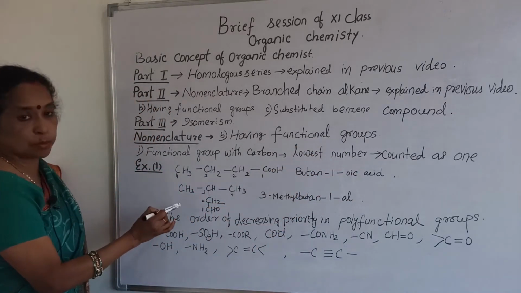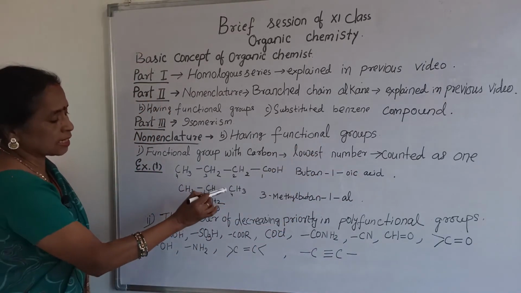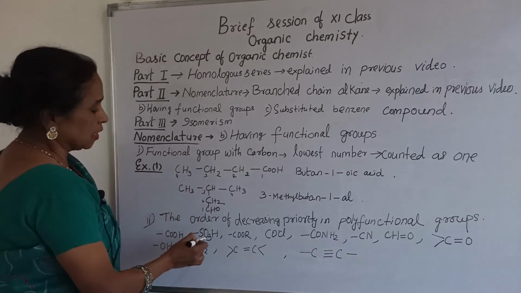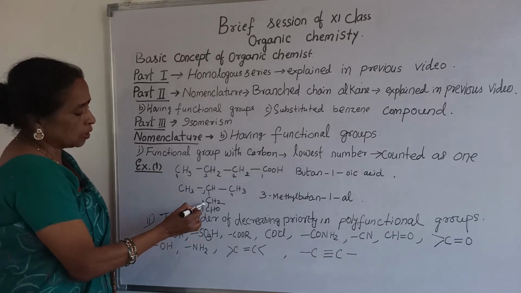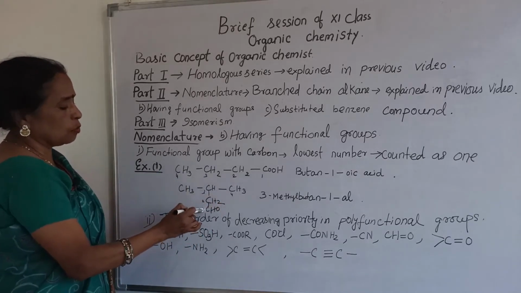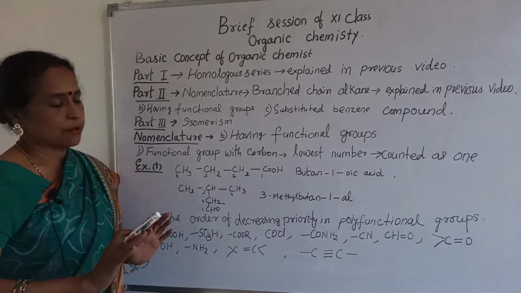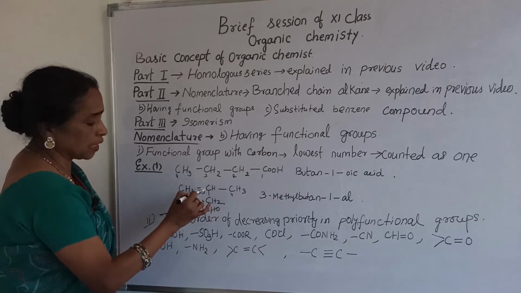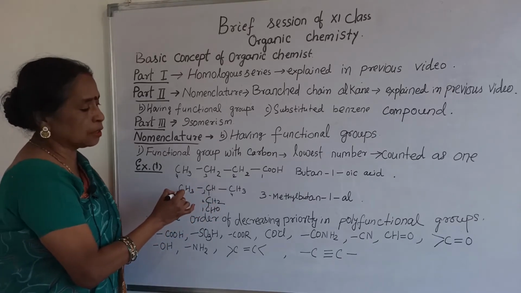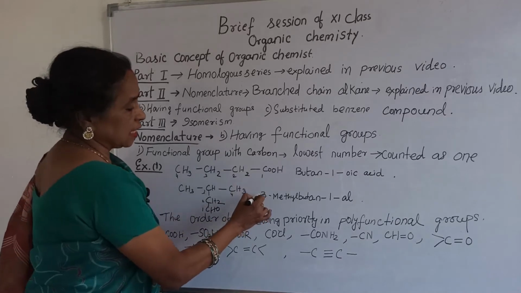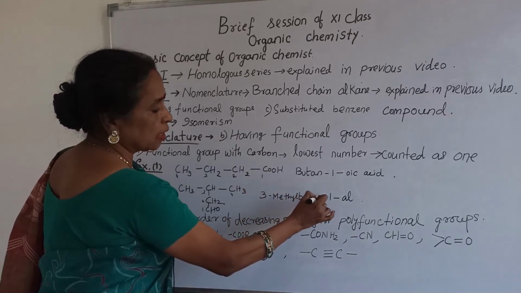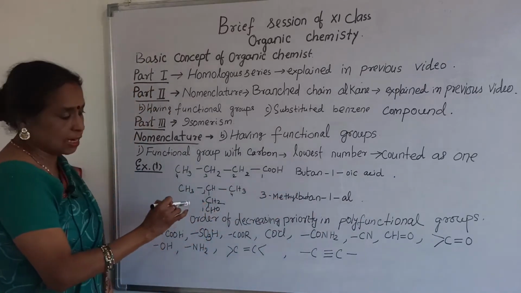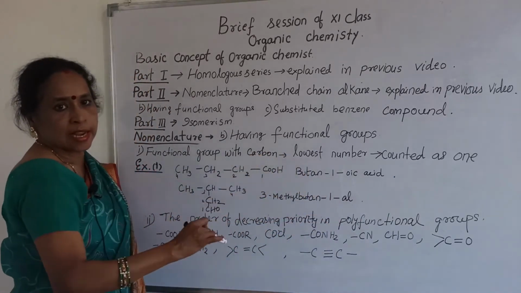You see the second example here. It contains a CHO group. CHO means the aldehyde group, which itself contains 1 carbon. That is why you can count 1, 2, 3, 4 from either side, both having the same meaning. In position 3 there is a methyl group. So the name is 3-methylbutan-1-al. Butane means 4 carbons, 1 means position 1, that is the aldehyde group, and al means it is an aldehyde.